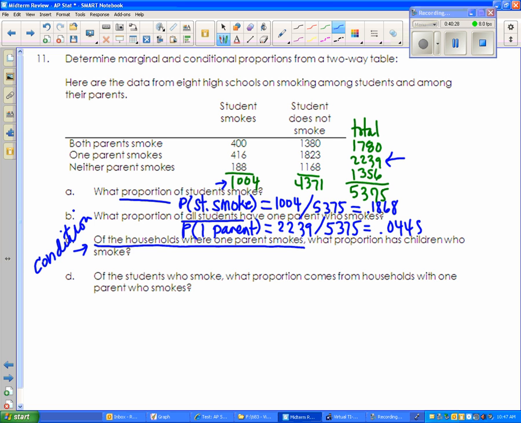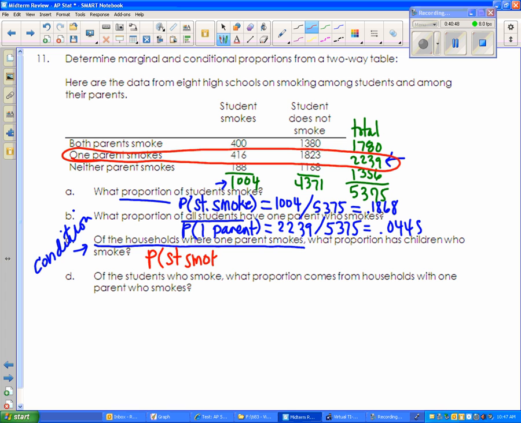So I'm only looking at, let me do this in a different color, the group with one parent who smokes. I'm not going to divide out of everybody. That's the only group of people I'm looking at. And I want to know, out of that group, what proportion have children who smoke? So when I write my notation, I'm trying to find the proportion of the students smoking given one parent smokes.